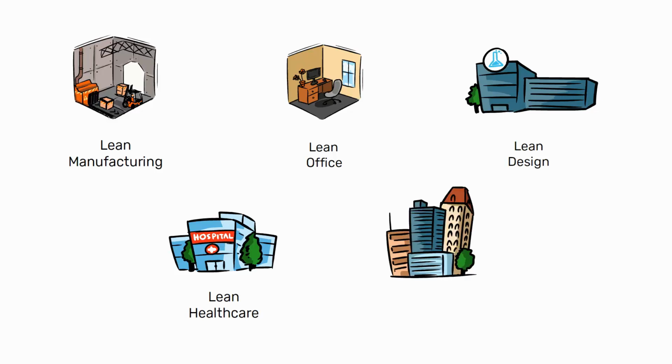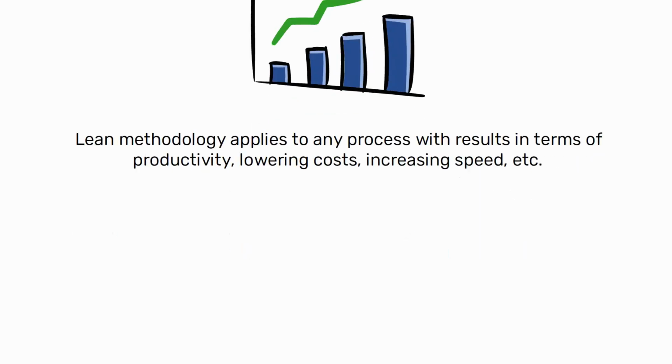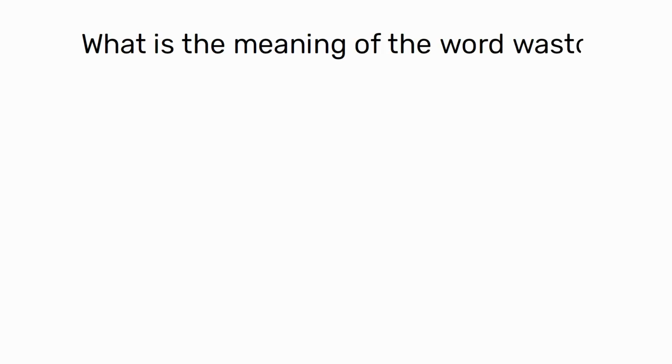It should be clear, however, that the lean methodology applies to any process with results in terms of productivity, lowering costs, increasing speed, etc. Okay. We have therefore established that the lean methodology focuses on reducing waste. But what is the meaning of the word waste?